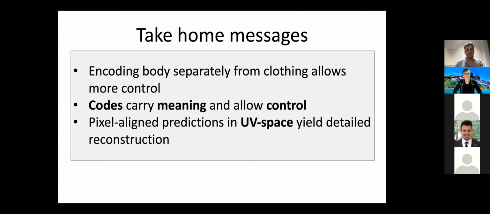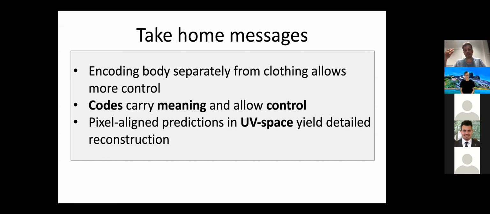All right, so up to here, what are the take-home messages? If you encode the body separately from the clothing, then you can have control. You can map clothing from one body to another. It's also more difficult to do. You have to deal with the layering, you have to deal with intersections, and you have to deal with registering clothing. That makes things more complicated, but many applications require this sort of control.